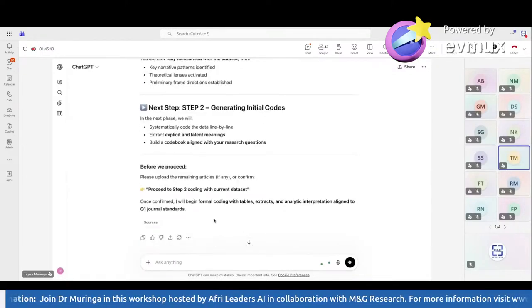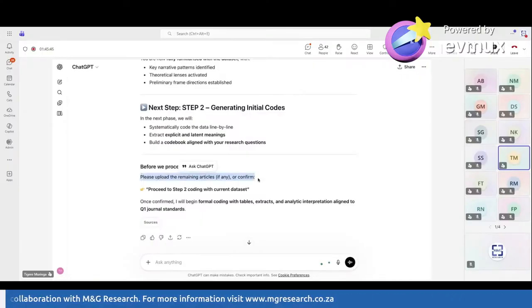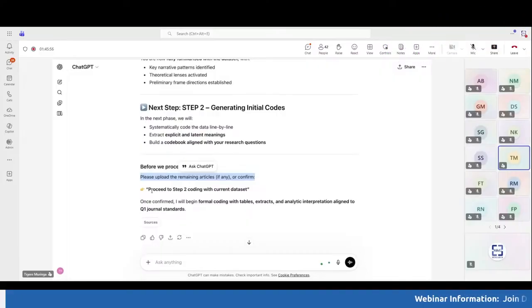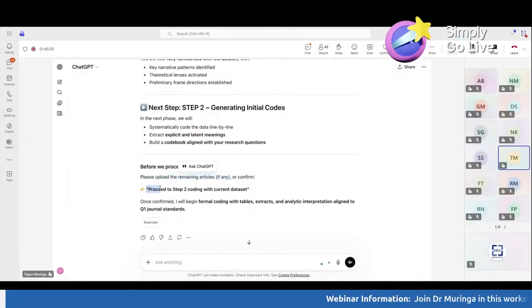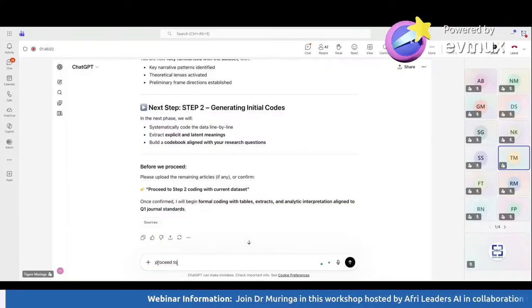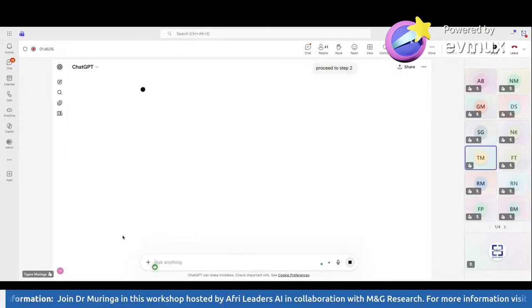Then it says, before we proceed, upload the remaining articles, right? I'm not going to need to upload the remaining articles, but the second step is step 2, generating initial codes. That's what we need to do. Proceed to step 2, confronting with the data set, right? Then I'm just going to say proceed to step 2, right? Let's proceed to step 2 and see.